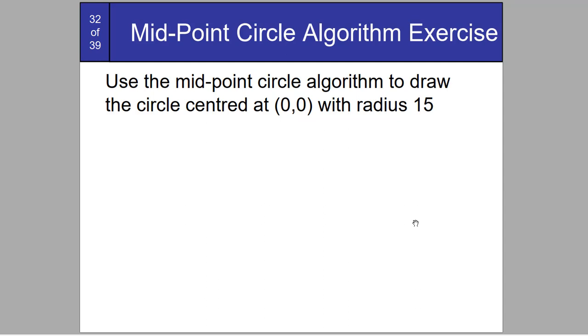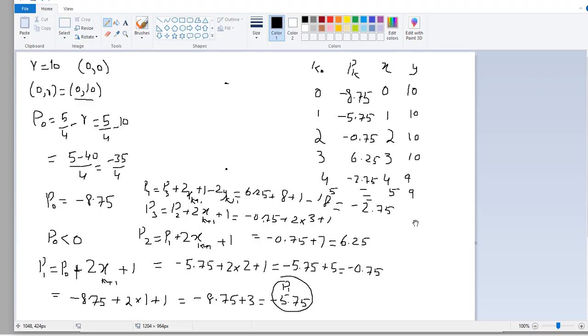Similarly, you can use the midpoint circle algorithm to draw the circle with radius 15. So instead of 10 here, we will start with 15. For the next circle, this will be 15, and this will be r minus 15. We will start with this, that will become minus 15, that will become minus 3.75. And similarly we will continue the rest, with slight changes.